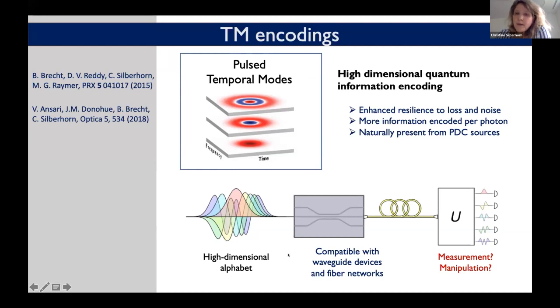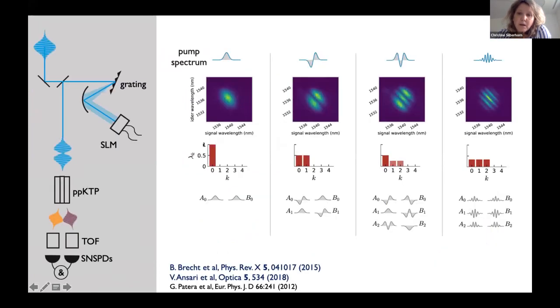You might have heard about that for spatial modes. In temporal modes, you have the advantage that you can do the same encoding. You get the same enhancement against losses and noise. You can encode more information per photon. They're naturally present from PDC sources, as I just showed you. And in addition, they're compatible with waveguide devices. The only problem is how can we manipulate them? First of all, how can we create them?